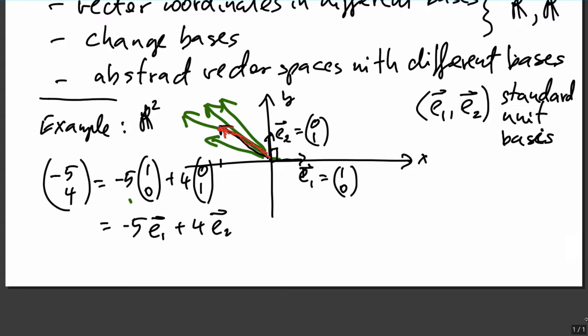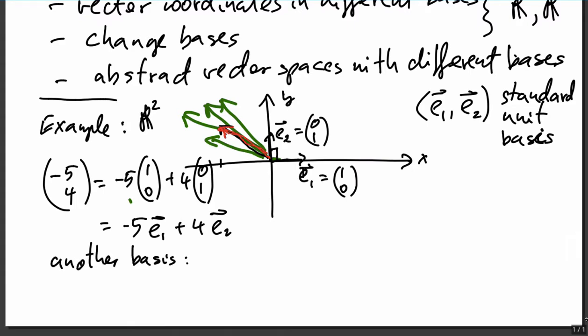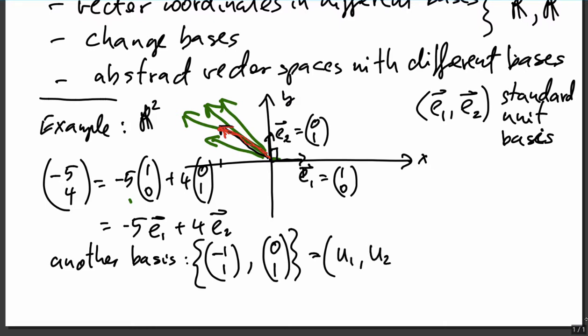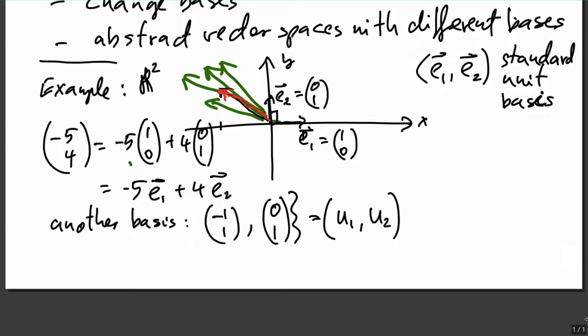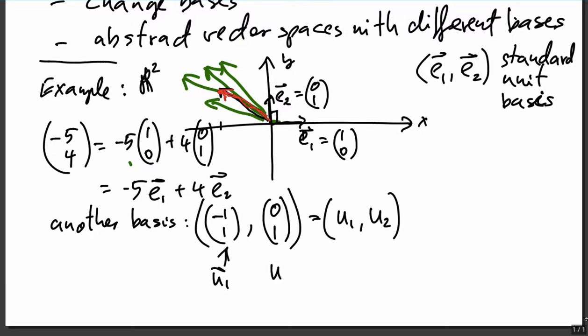So for example, we could have another basis which is more in this direction. Let's say we could have, for example, the -1, 1 vector, and let's say we leave one of the other vectors, the 0, 1 vector. Then this -5, 4 vector, I denote this basis with U1 and U2, these two vectors, and let me use list notation instead of set notation. This is supposed to be ordered. So this is the U1 vector, this is the U2 vector.